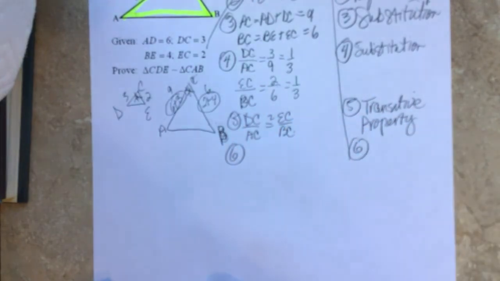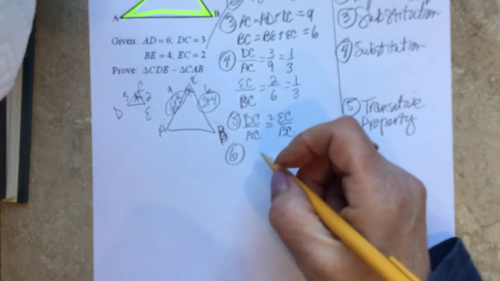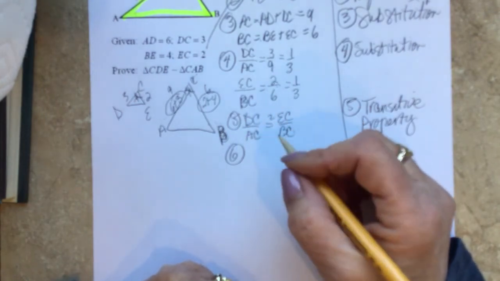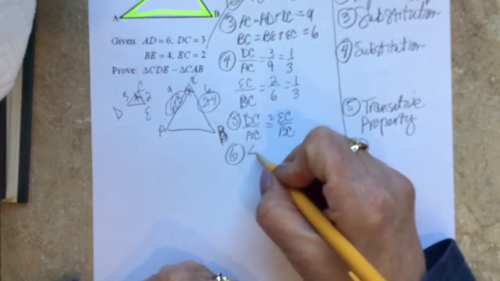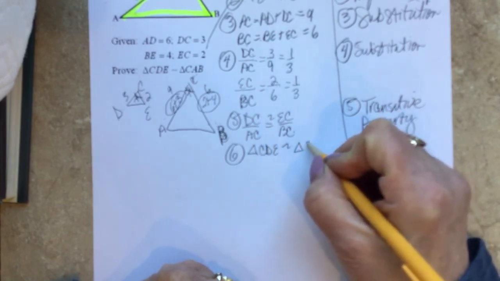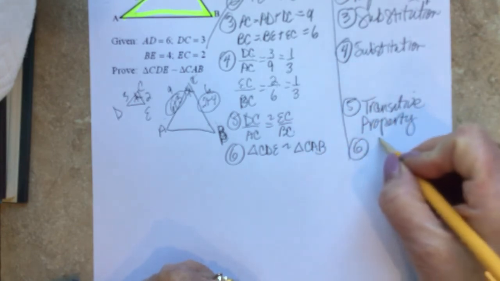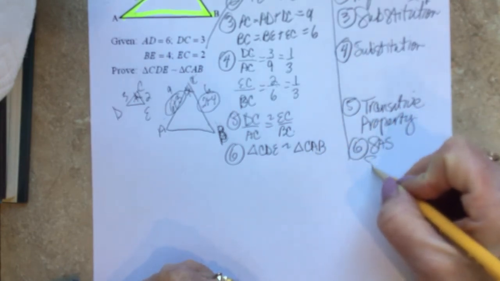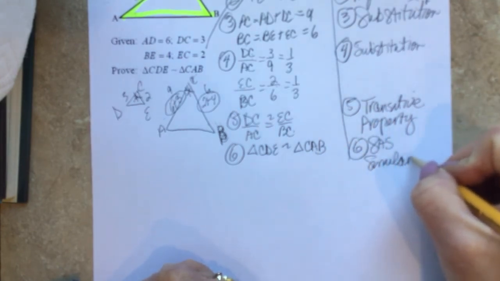And now I have the two pairs of sides in proportion and the included angle congruent. So the triangles are similar. So triangle CDE is similar to triangle CAB. And that's by side angle side similarity theorem.